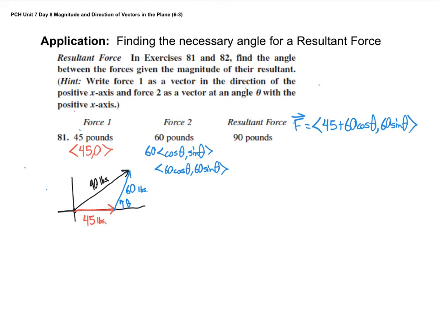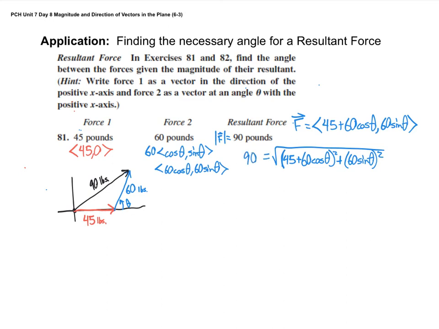I'd say, okay, well, how does this help us? Well, we know that the magnitude of this force vector has to equal 90. Okay? So, how do we find magnitude? Well, we take the square root of the horizontal component squared, 45 plus, oh, not just cosine, a 60 cosine theta, and that's squared, plus 60 sine theta squared, and this has to equal 90.